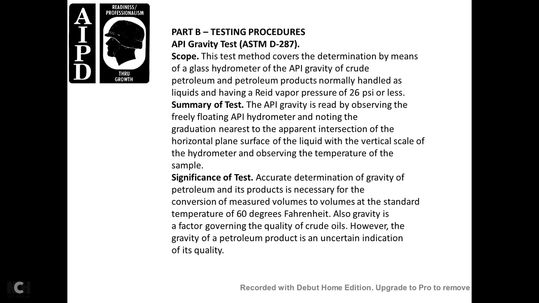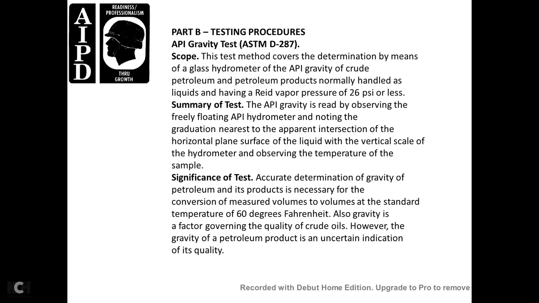Part B, testing procedure. API gravity test, ASTM D287. Scope: the test method covers the determination by glass hydrometer of the API gravity of crude petroleum and petroleum products normally handled as liquids and having a Reid vapor pressure of 26 psi or less.